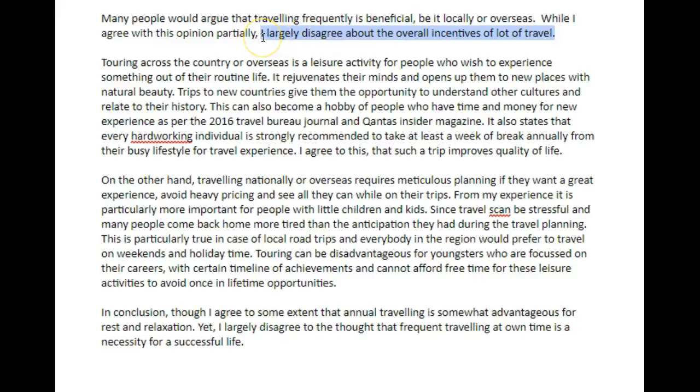I would say here, while I agree with this opinion partially, I believe that travel has numerous disadvantages. But what I would have done in this introduction is actually said something along the lines of travelling is becoming ever more popular, both domestic and international.